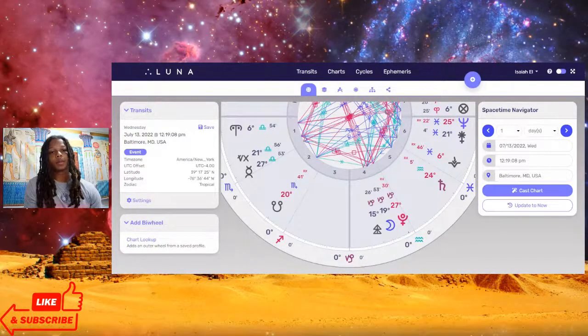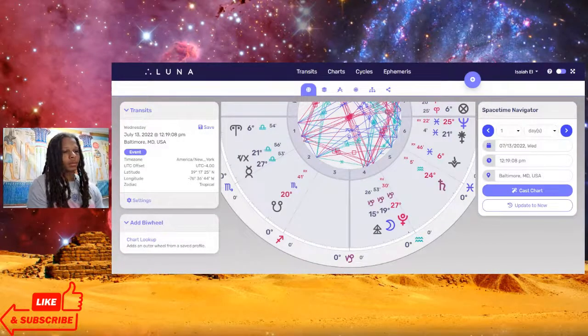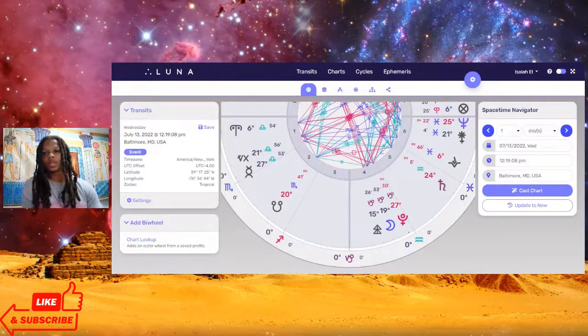Number two, because the moon is in Capricorn, this gives you an opportunity to organize your life. All right, organize your time, and you can actually prioritize things that actually matter to you at this time.